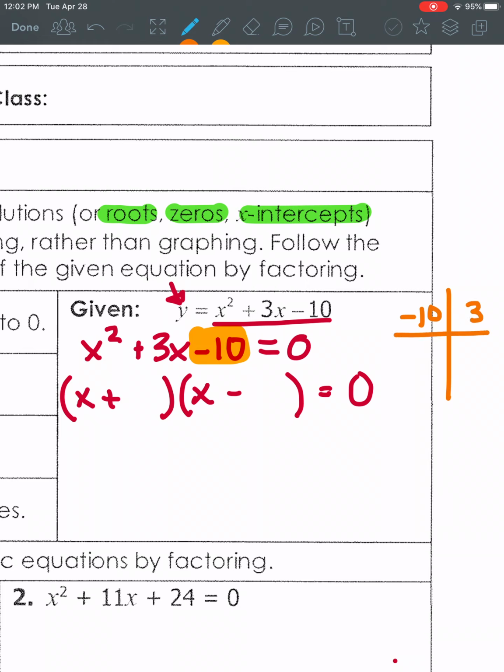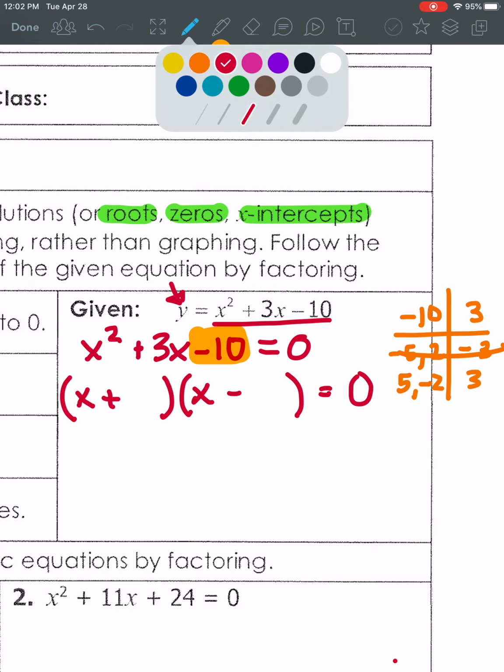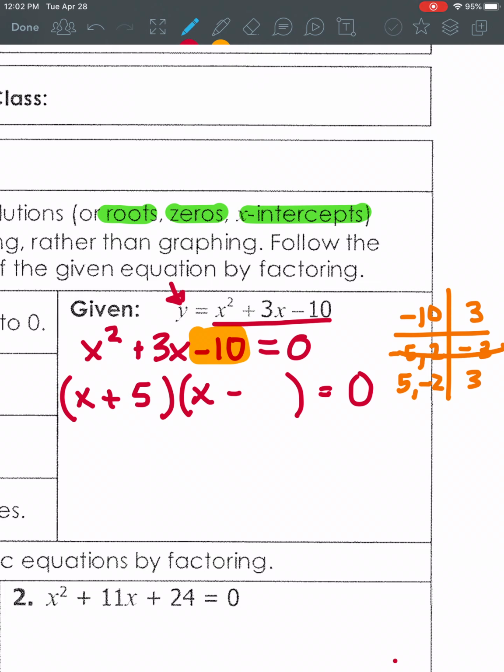So let's see, we have -5 and 2, and those will add to -3. That doesn't work. So let's try the other one. 5 and -2 multiply to -10, and they add to +3. Good. So the positive needs to be the 5. The minus is 2. Remember, you could always check your work and distribute: x squared minus 2x plus 5x. That gives us our plus 3x. And then 5 times -2 is -10. So it works, okay?